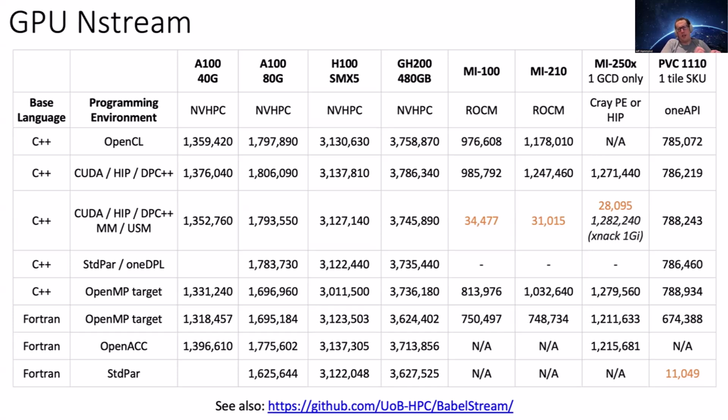I also got a one-tile Ponte Vecchio. This is not the Aurora SKU. This is the half-size SKU. I've confirmed with Intel friends that these numbers are at least in the ballpark of correct. And again, there's a bit of a drop in Fortran, which, if you're an HPC Fortran person, is disappointing to see: Fortran, the language of performance gods, is in fact inferior to C and C++ thanks to compiler issues.